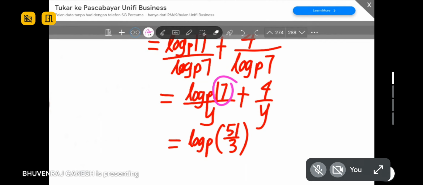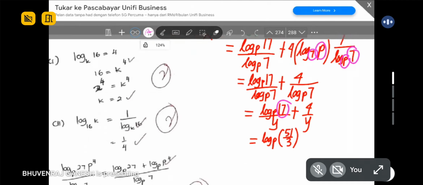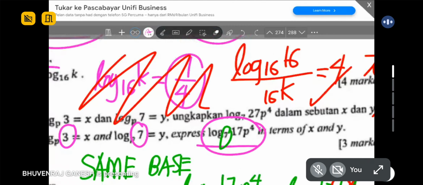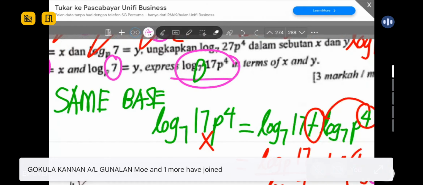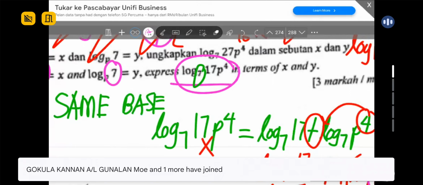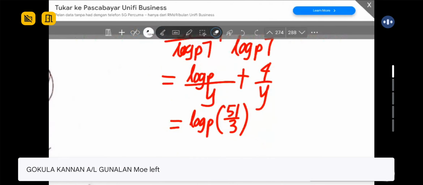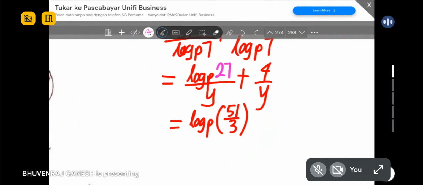Wait, is the question the same? 17. Wait. English and BM are different, guys. Sorry. Follow BM. English is wrong, guys. You must use 27. Sorry, it's not 17. No wonder we could not get it. Okay, this one is 27. So 27 is easy, guys. 3 power 3. We get it straight away.